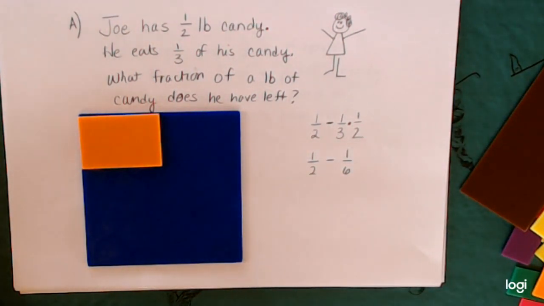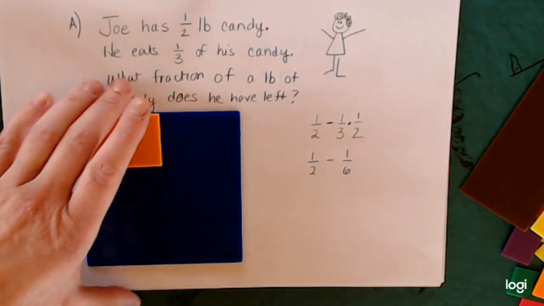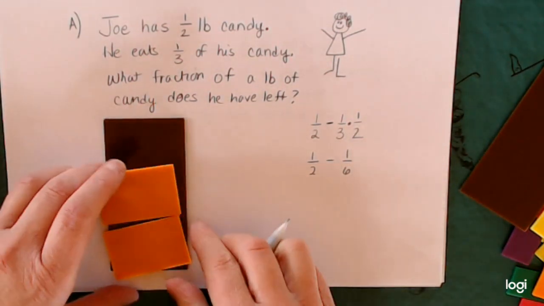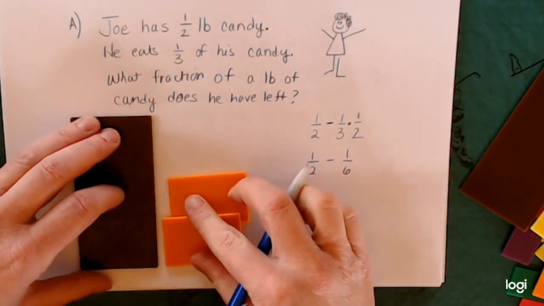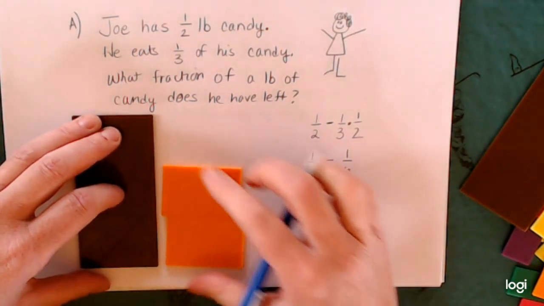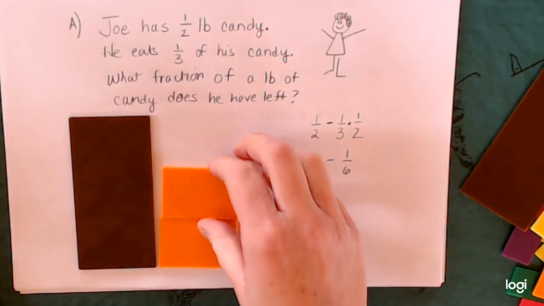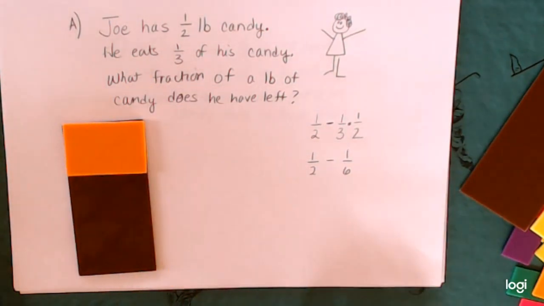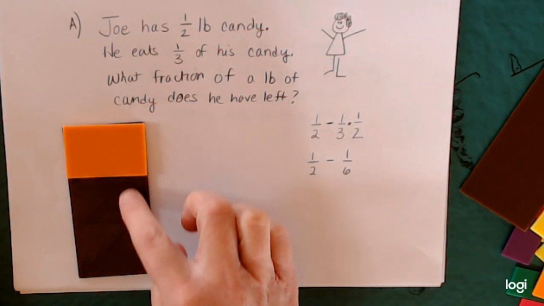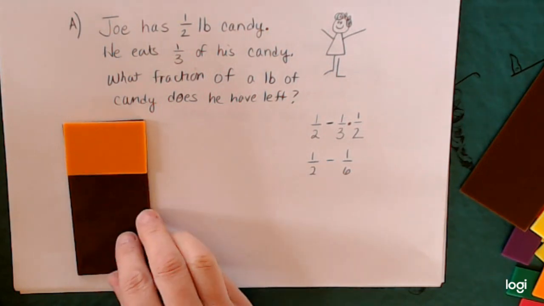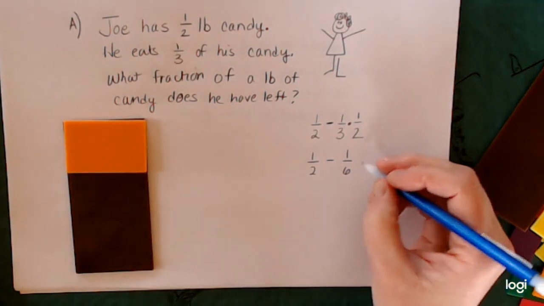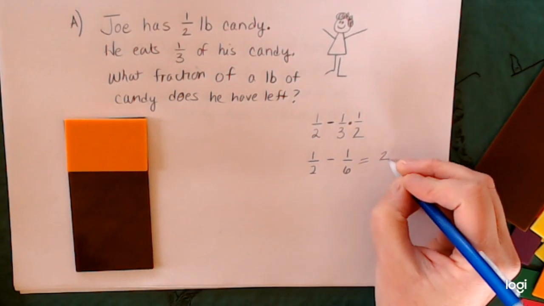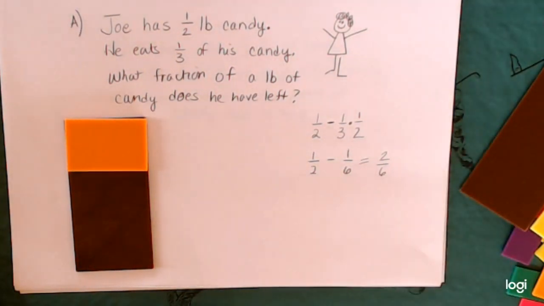So what fraction of a pound of candy does he have left? Well, let's look. So he started with this brown amount of candy here, and then he ate this orange amount here. So what he's left with is this part here, which is 2/6. So he is left with 2/6 of a pound of candy, 2 oranges, which are each 1/6 of a pound.